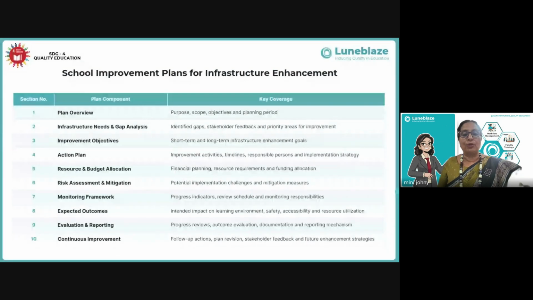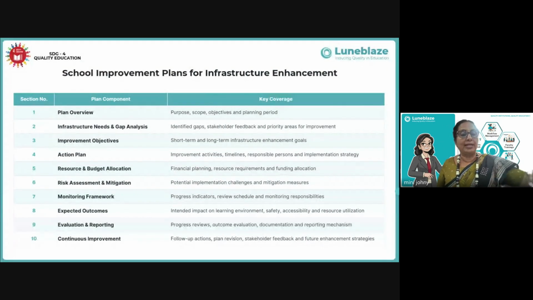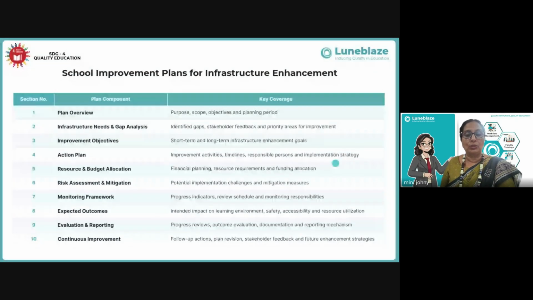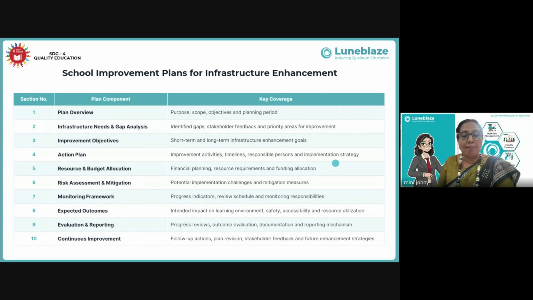School improvement plans for infrastructure development. Here also we can see the plan overview: purpose, scope, objectives, and planning period. Infrastructure needs and gap analysis: identify the gaps, stakeholder feedback, and priority areas for improvement. Improvement objectives are short-term and long-term infrastructure enhancement goals. Action plan: improvement activities, timelines, responsible persons, and implementation strategy.